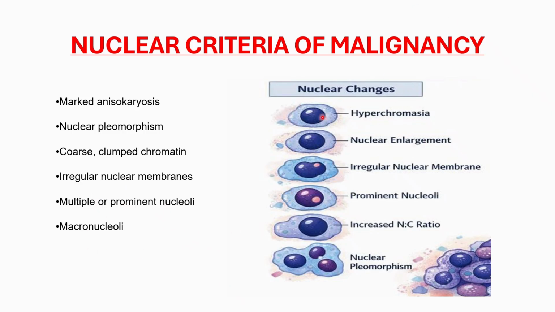So here in the picture you can see hyperchromasia, which means there will be increased color of the cells and also the nucleus. There will be nuclear enlargement, we can see an irregular nuclear membrane, and there will be multiple or very prominent nucleoli, and there will be an increased nuclear cytoplasmic ratio, mainly due to lack of maturation of the nucleus, and there will be nuclear pleomorphism. Usually in normal cells all the nuclei will have similar size and shape, but in the case of malignancy there will be pleomorphism. There is a variation in the size and shape of the nucleus.